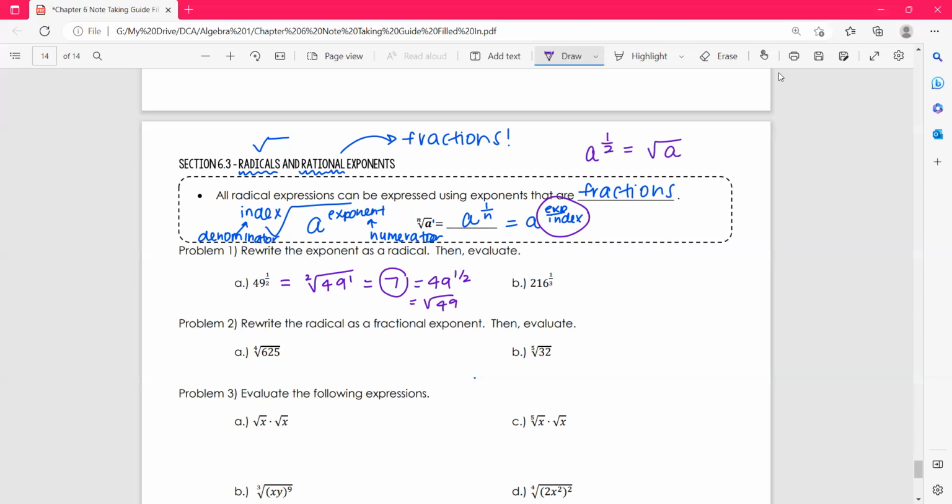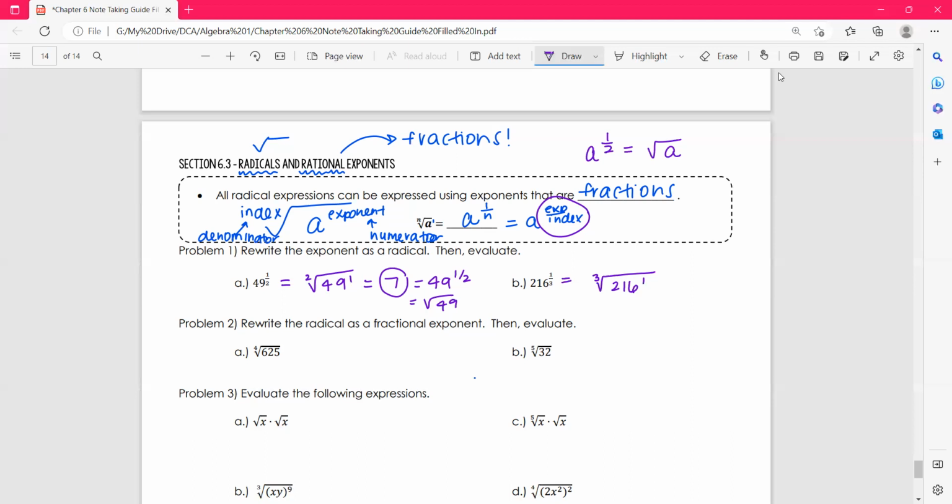So let's check out B, 216 to the 1/3. So again, I have no idea what 216 to the 1/3 is, but let's rewrite that in radical form. So 216 stays the same. The denominator becomes the index. The numerator is the exponent, okay? So I need the cube root of 216. We need to use a factor tree.